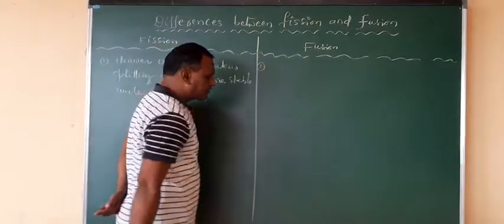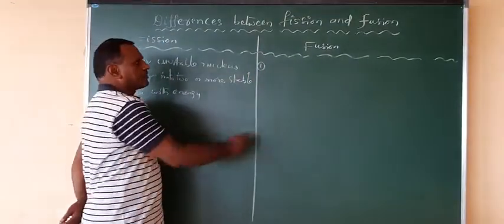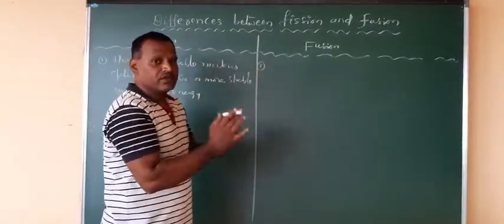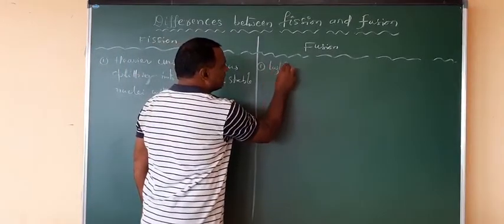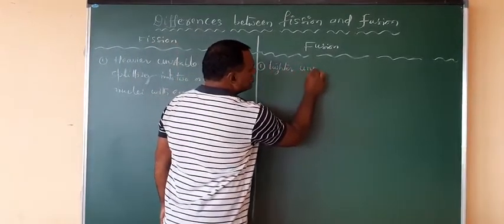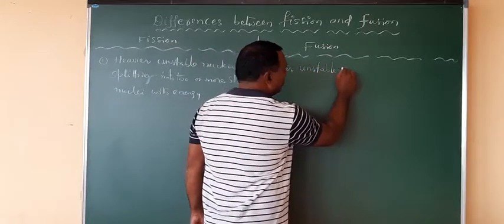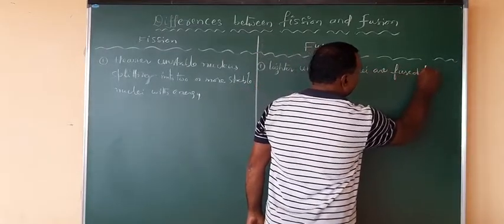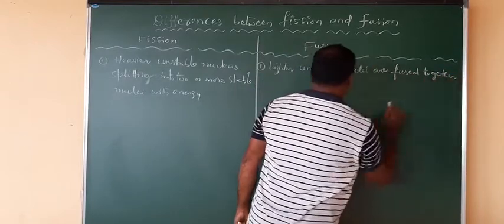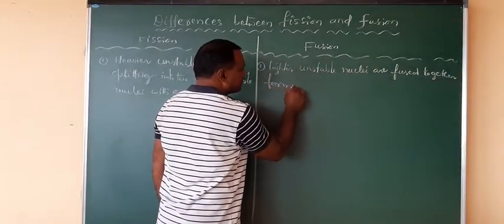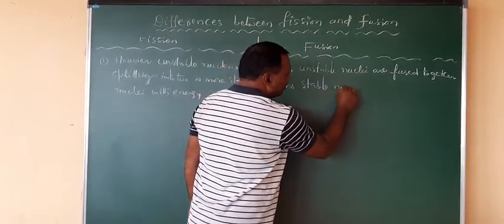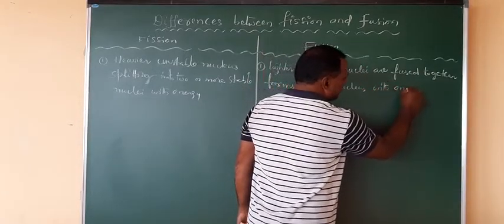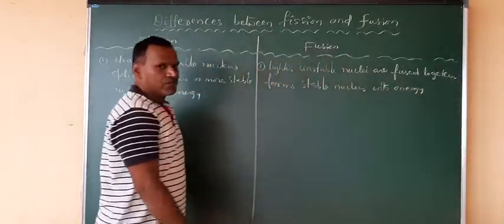Similarly for fusion, you can write: it is combining, adding, fusing, that is, lighter unstable nuclei are fused together to form a stable nucleus with energy. So this is what is called the fusion reaction, right?